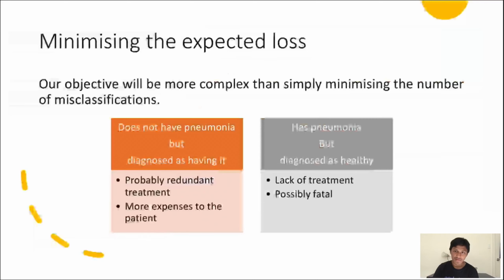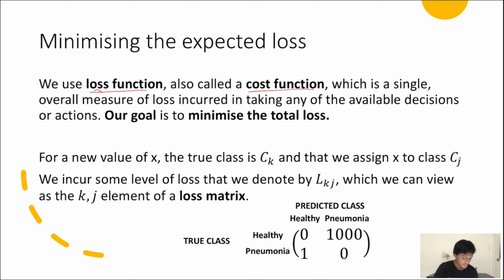So in this approach we propose what we call a loss function, or usually a cost function. It is a measurement that calculates the loss for any available action, and we compute it for every class. Our goal is to minimize this loss function. We have what we call a loss matrix here. We denote it as Lkj, which means that we assign a new value of x that has true class Ck into Cj. Sometimes Cj is equal to Ck, but not always. Sometimes it could be different.